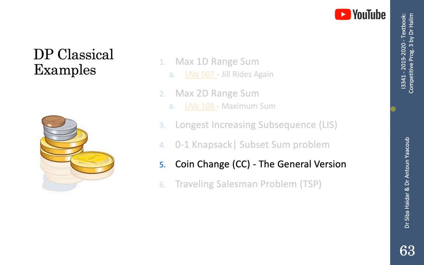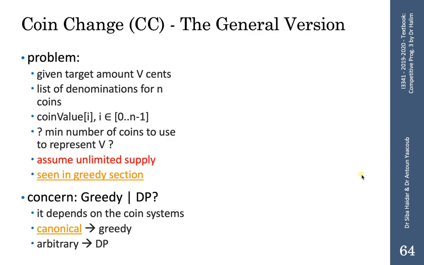Again, we will continue our set of dynamic programming classical examples, and we reach the fifth problem type, which is the coin change. We are revisiting this problem since we saw it already in the greedy paradigms, but we said that the greedy solution is only good for some of the denomination sets and not all. And here we go, we recall the problem.